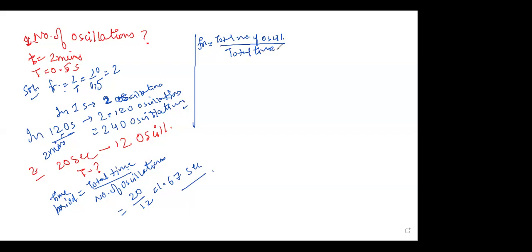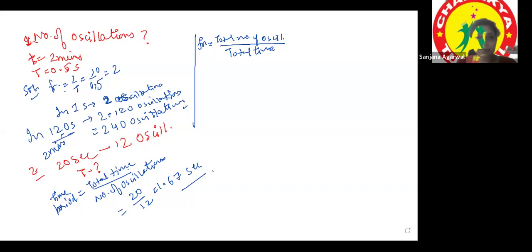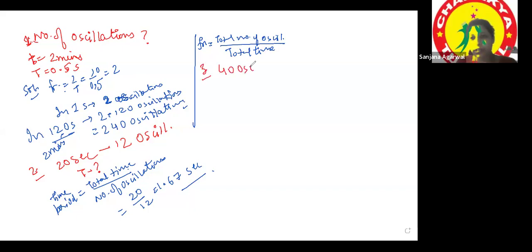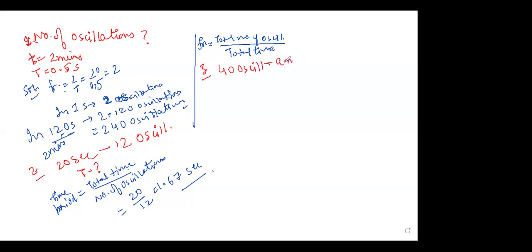A simple pendulum completes 40 oscillations in a minute. Find its time period. Solve it out.